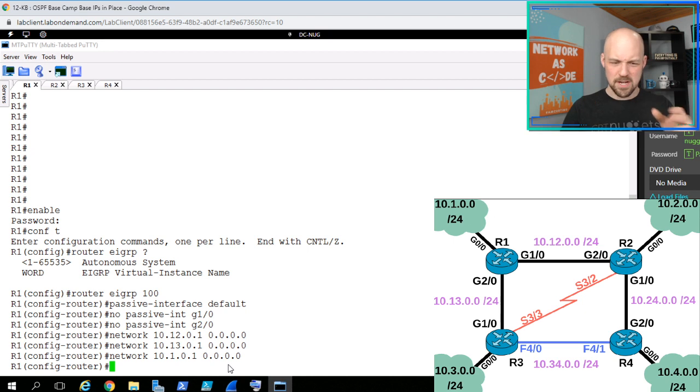It's hard to make a drawing that everybody can see while we're configuring and make the text that big too.